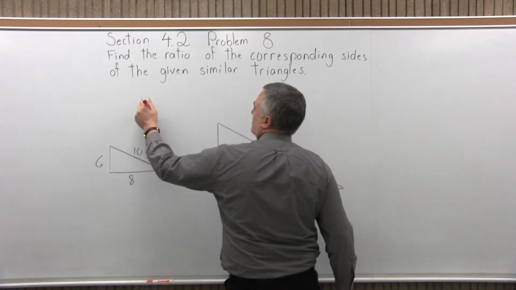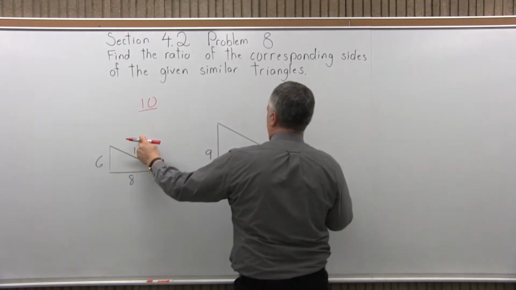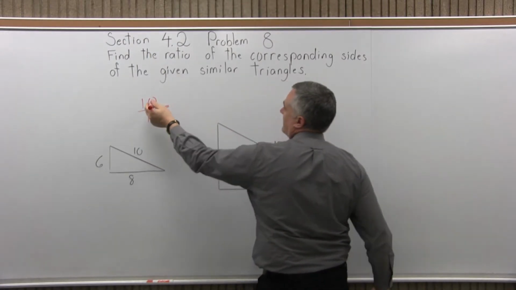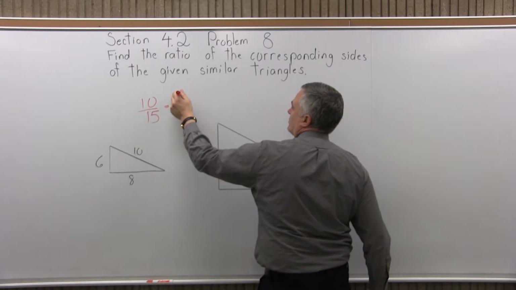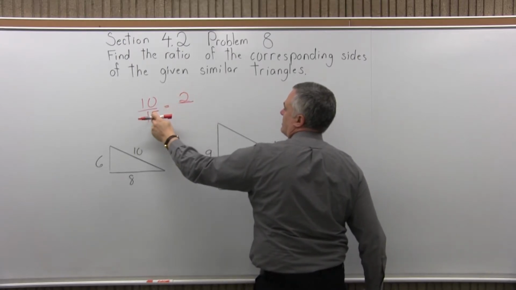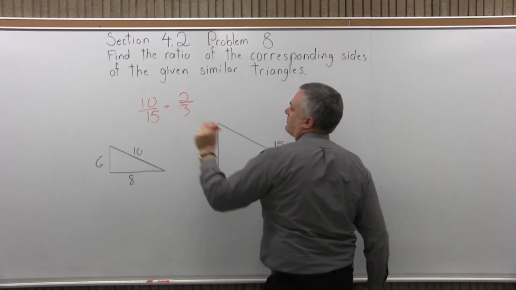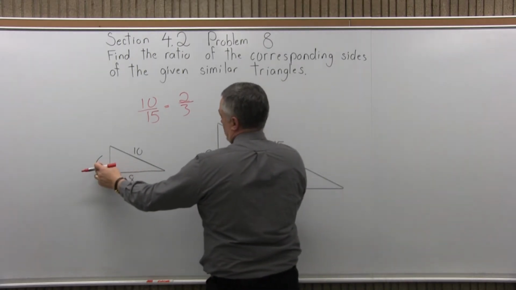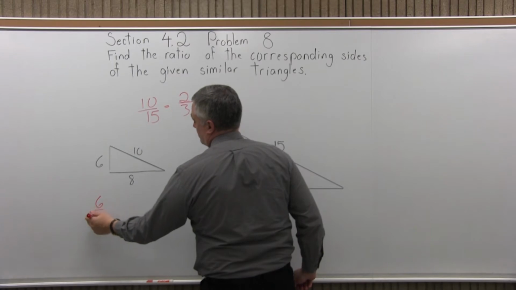So the ratio would be 10 for the diagonal of the first triangle to 15 for the diagonal of the second triangle. And you can reduce that by 5. The 5 divides into the 10 twice, and 5 divides into the 15 3 times. So I have 2/3.